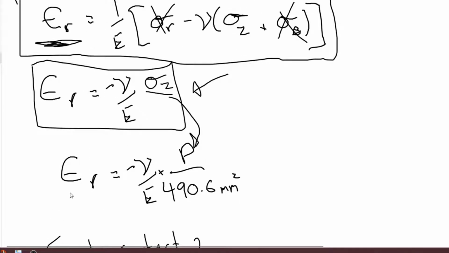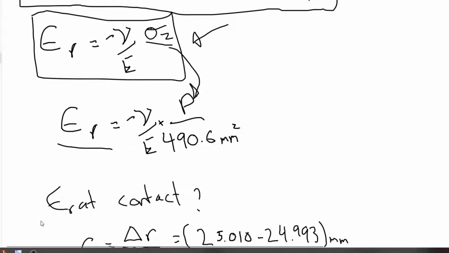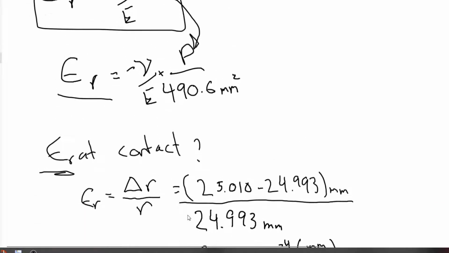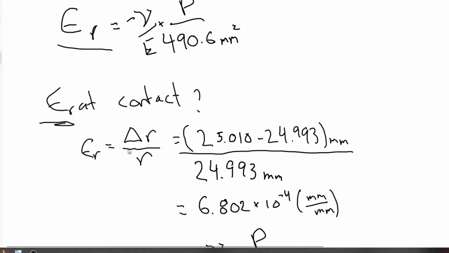So, what is going to happen at contact? What is the strain that occurs at contact? So again, our strain is just defined as the change in the radial dimension divided by the original radial dimension. So that's just going to be equal to this. Yes, I know that these are diameters, not radii, but if we wanted to convert those to radii, we would just take this top number divided by 2, and this number divided by 2. The 2's would cancel out, so it doesn't really matter.